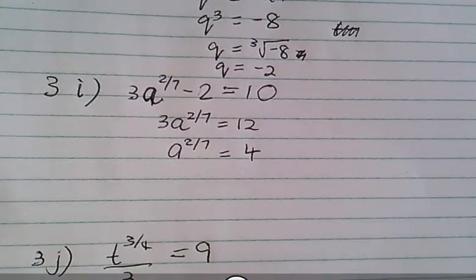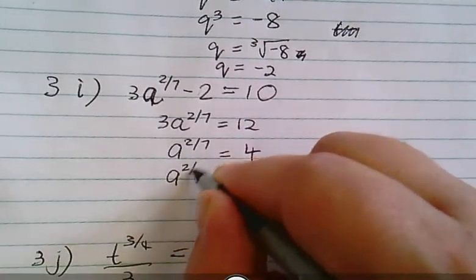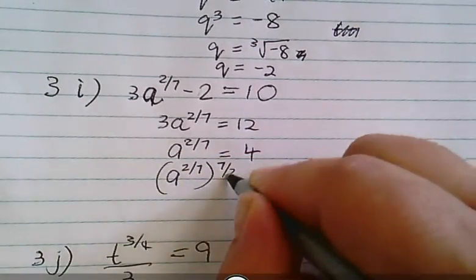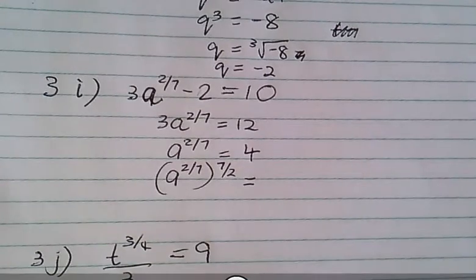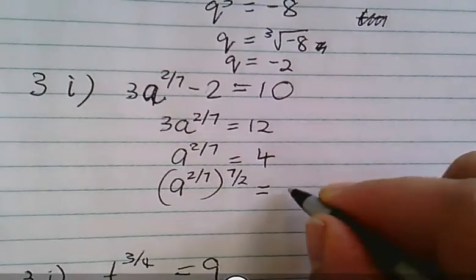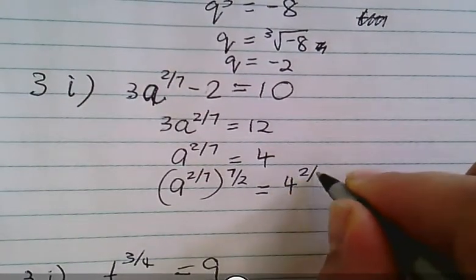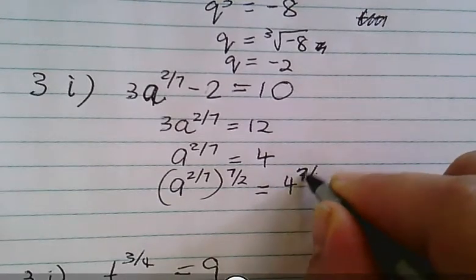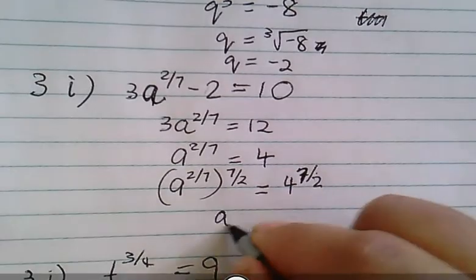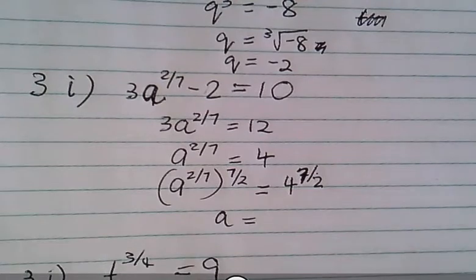Now, look, we could take both sides to the power of 7 if we want, but you end up with a square. So what we're going to do is take both sides to the power of 7 over 2. Why? Because 2 over 7 times 7 over 2 is 1. So 4 to the power of 7 over 2. That's better. So I've got a equals, now 7 over 2, the 2 underneath, that's the square root.